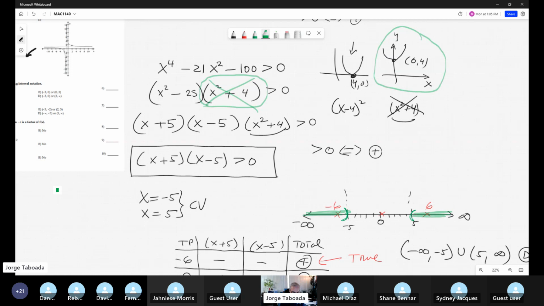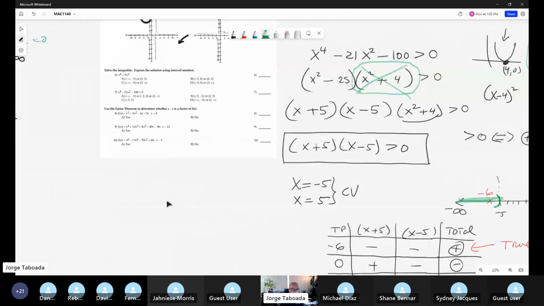X squared plus 4 is a factor that has no zero in the real field. It has zeros in the complex field, but I don't care about that. One interpretation is that this parabola is always positive. It makes sense, regardless of the x value plugged in, because when you square any number, positive or negative, it becomes positive. Plus 4, more positive. So this factor is always positive, and positive factors never participate in the game of the inequality. Is this idea clear? Yes, thank you. Excellent.